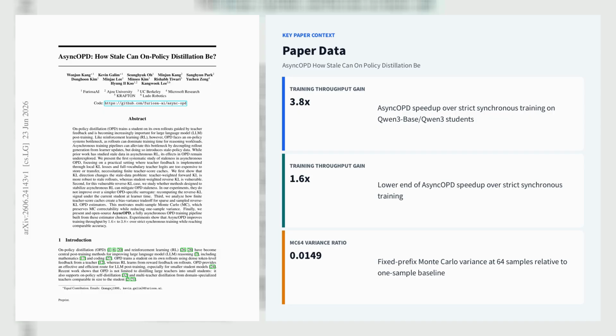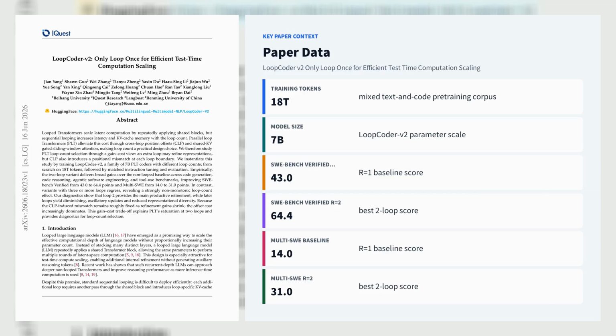Building on these estimator choices, Async OPD overlaps rollout, teacher scoring, and learning in a fully asynchronous pipeline, and improves throughput by 1.6 times to 3.8 times over strict synchronous training, while maintaining comparable final accuracy on AIME 24, AIME 25, and AMC.